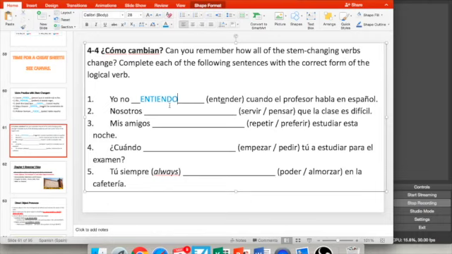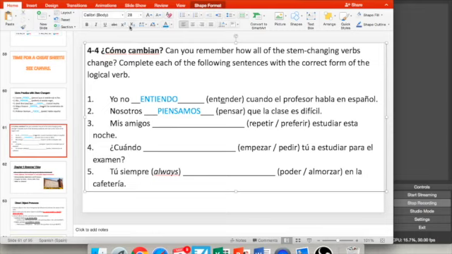Number 2, nosotros blank, and your options are servir or pensar que la clase es difícil. So we serve that the class is difficult, or we think that the class is difficult. Obviously, we think sounds better, so let's chop out servir. We need to know that pensar has a stem change from E to IE, so we get piensar. We need to chop off our AR, and we think, so I bet we add amos, right? Is it piensamos? It is not.